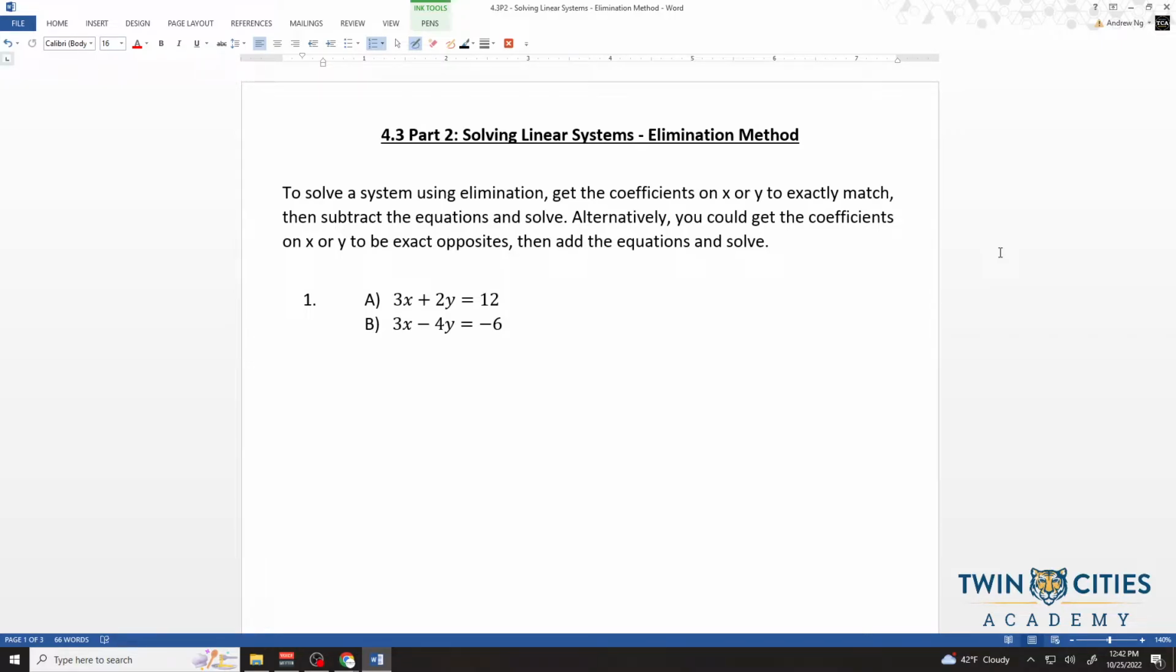Today, we're going to be using elimination, where we'll be adding and subtracting entire equations in order to match up the x's and y's and get it so that we're down to one variable again. So it says here, to solve a system using elimination, get the coefficient on x or y to exactly match, then subtract the equations and solve. Alternatively, you could get the coefficients on x or y to be exact opposites and then add the equations and solve. So let's do a few examples.